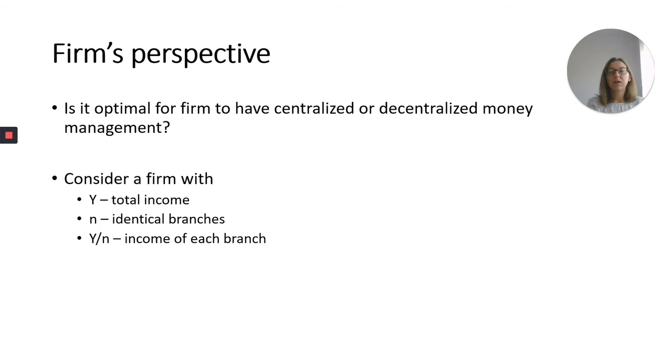We can consider a firm with total income Y, having n identical branches, and each branch earns the same amount, so the total income of the company is divided equally among the branches, and Y divided by N is the income of each branch. And we can model the situation when the money management is centralized and when it is not, and how the transactions demand for money would be different.